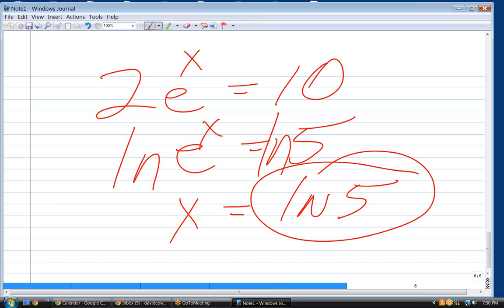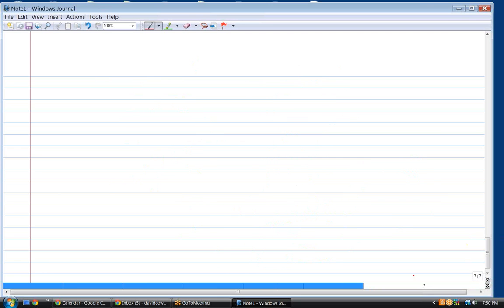I got 1.6. That sounds right. 1.6. Yep, I knew it needed to be between 1 and 2, and that's between 1 and 2, so it passes our ballpark test, or our eyeball test.